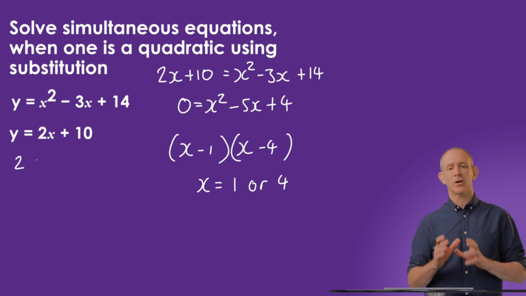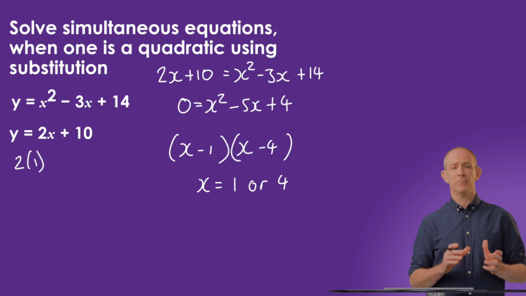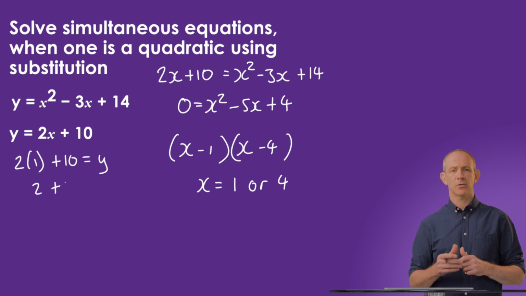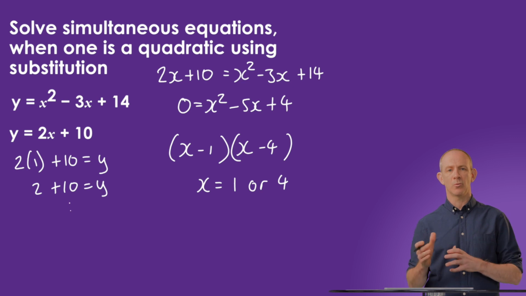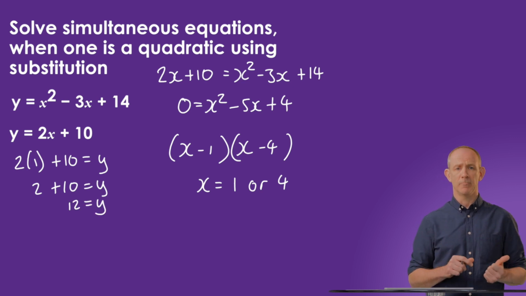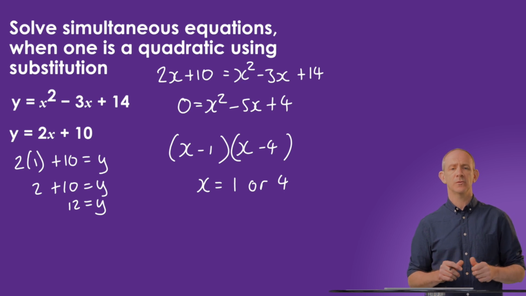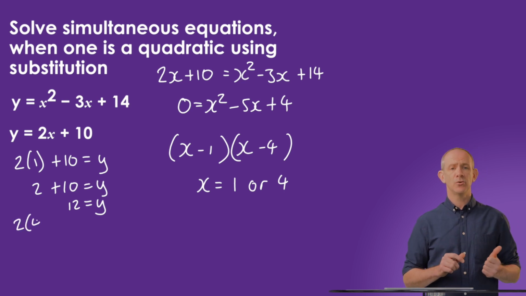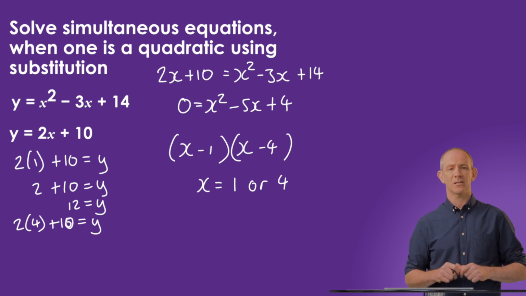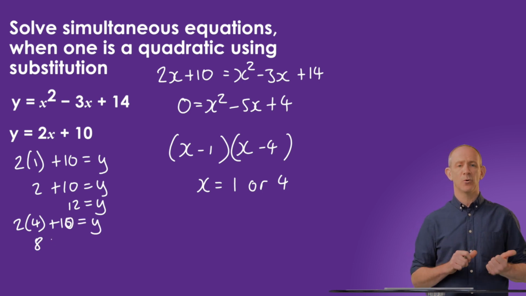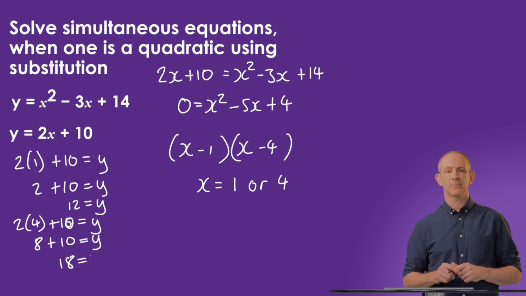So we'll substitute in our first value for x, which is 1. We'll do 2 times 1 plus 10 will equal y. Well, 2 times 1 will give us 2, plus 10 would give us 12. So we know that 12 equals y when x equals 1. Now let's take our second value of x, which is going to be 4. So we'll substitute that in. 2 times 4 would give us 8, plus 10 would give us 18. So we can say that when x is 4, y is 18.